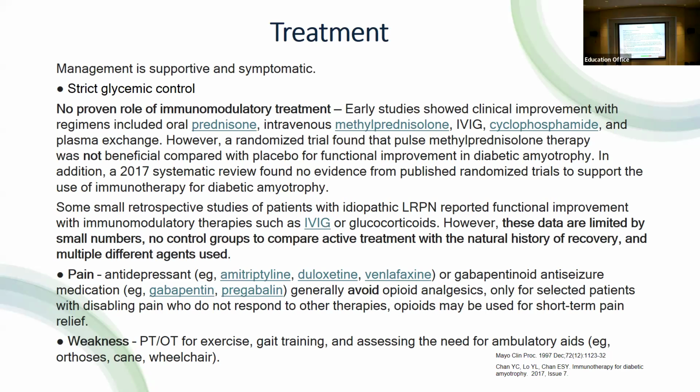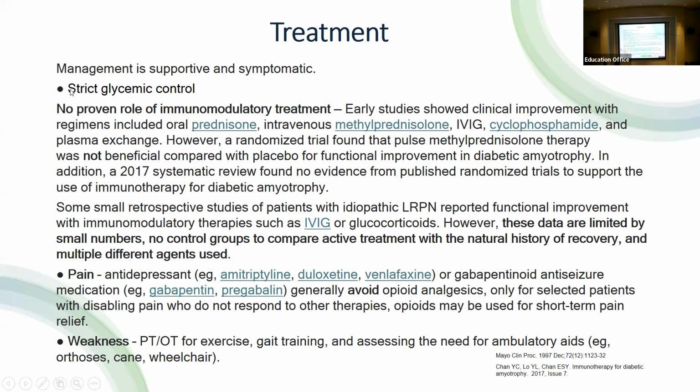So that is important. And there are also some later randomized trials that found pulse steroid therapy was not beneficial compared to placebo for functional improvement in diabetic amyotrophy. And there is also a systematic review in 2017, and they didn't find good evidence from the published randomized trials to support this immunotherapy. So therefore, so far, the management of this disease is just supportive and symptomatic treatment.